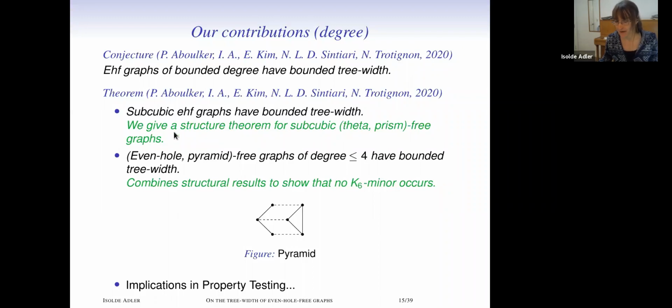We do this via a structure theorem for subcubic, actually theta-prism-free graphs. So again, the slightly more general graph class here. Also, if we go up from degree 3 to degree 4, we forbid pyramids as well. So even-hole-pyramid-free graphs of degree at most 4 have bounded tree width. This is proved slightly differently, combining known structural results with some new results to show that these types of graphs cannot contain any K6 minor. Then we plug in the previous theorem, and we get for free that the tree width has to be bounded.